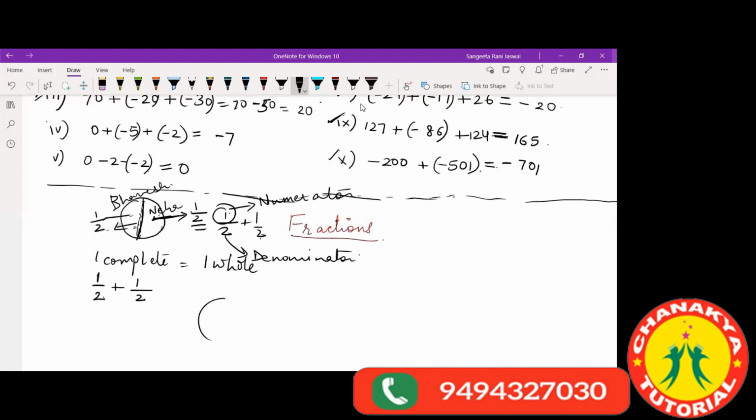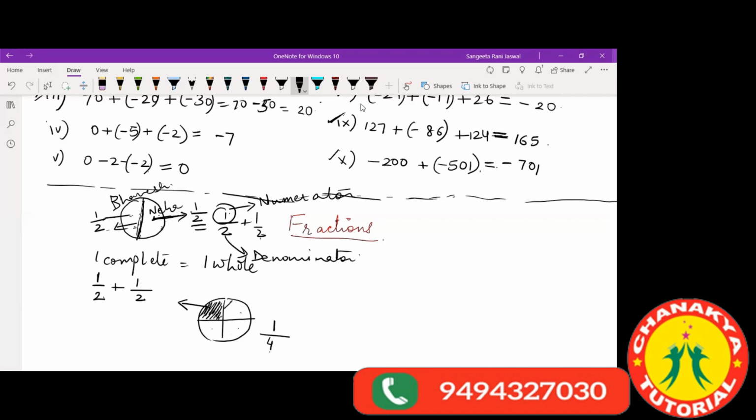Suppose I have a circle and I divide it into four equal parts, like this: 1, 2, 3, 4 equal parts. This is one part of it. Now, how many total equal parts are there? Four. So the total number of parts is written in the denominator. How many parts am I taking away? Suppose I take one part away, that means I am taking one part out of it. Or I can say one part is shaded, so out of these four parts, I have shaded one part. So I can write it as 1/4.